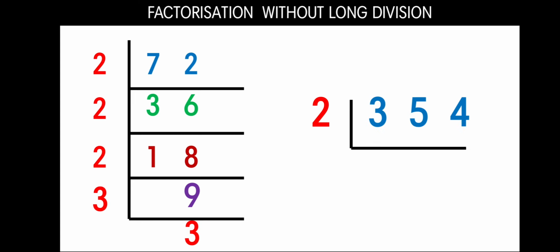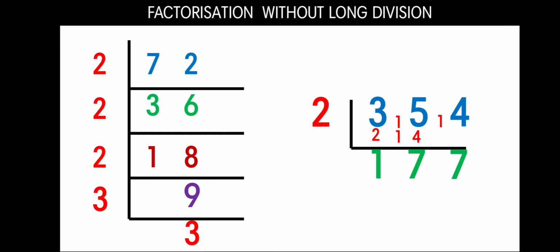Let's take a bigger number, 354. As it is an even number, I have taken 2. So 2 1s are 2. The remainder is 1. Now together we have 15. So 2 7s are 14. So 15 minus 14 we get 1. Now we have 14. So again 2 7s are 14.